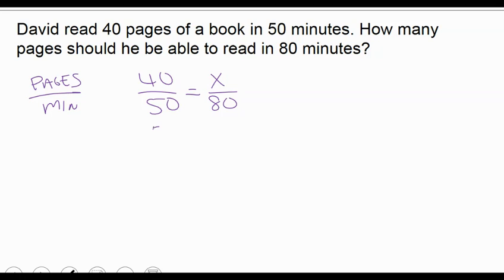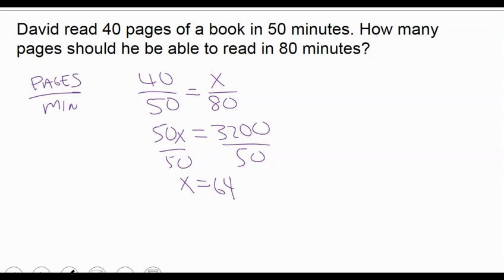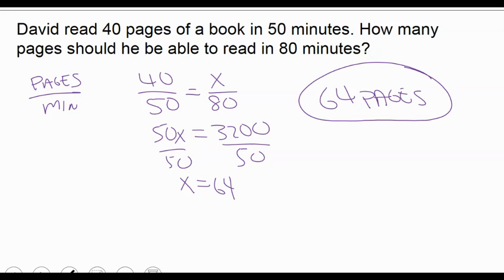So I'm going to solve this. I get 50x equals 40 times 80, which is 3,200, right? Yeah. So then I'm just going to divide by 50, and I get 64. And our question was, how many pages should he be able to read? He can read 64 pages in 80 minutes.